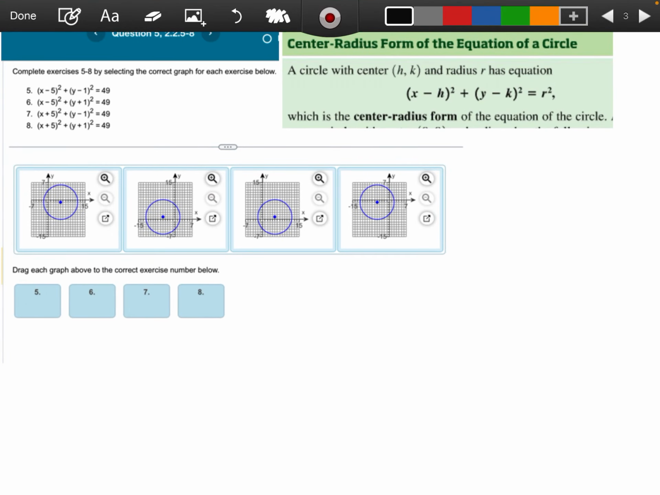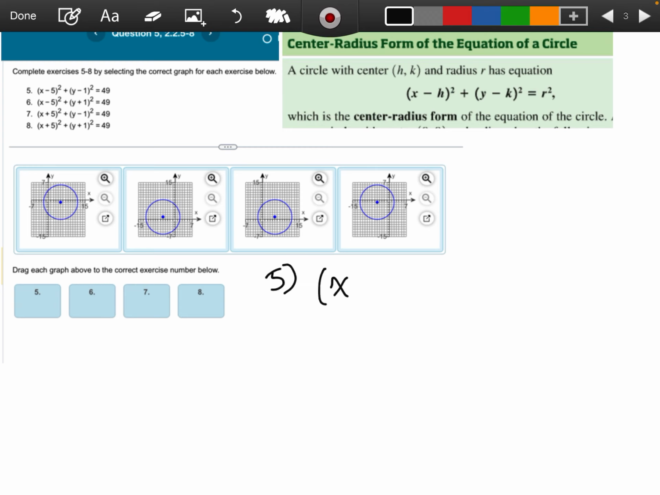All right, y'all. So this is a homework question out of 2.2. This is question number 5. And it says, in these problems, complete these exercises by selecting the correct graph for each exercise below. So y'all, first thing I'm going to do, I'm just going to do number 5. And let's take a look at number 5.